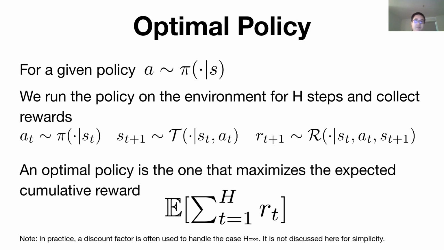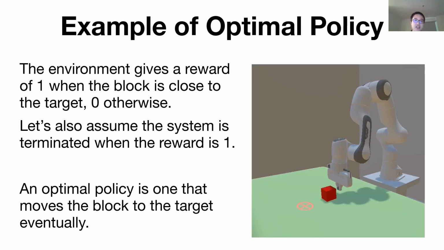We know in practice that a discount factor is often used to handle the case where h could be infinity. It is not discussed here for simplicity. Let's see an optimal policy for the previous problem. The environment gives a reward of 1 when the block is close to the target and 0 otherwise. Let's also assume that the system is terminated when the reward is 1 or the task is complete. An optimal policy for this example is one that eventually moves the block to the target position.